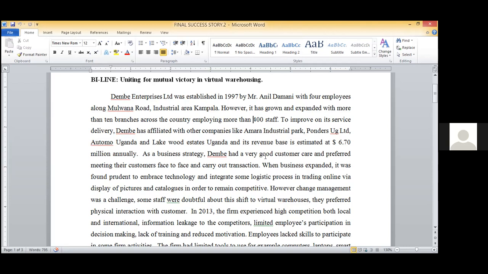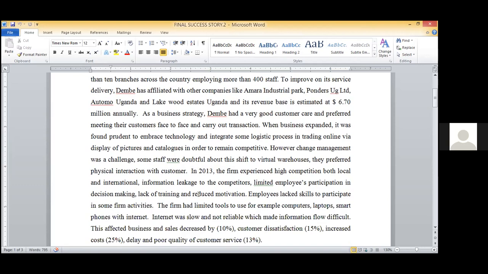Its revenue base is estimated at $6.7 million annually. As a business strategy, Dembe had very good customer care and preferred meeting their customers face-to-face and carrying out transactions.